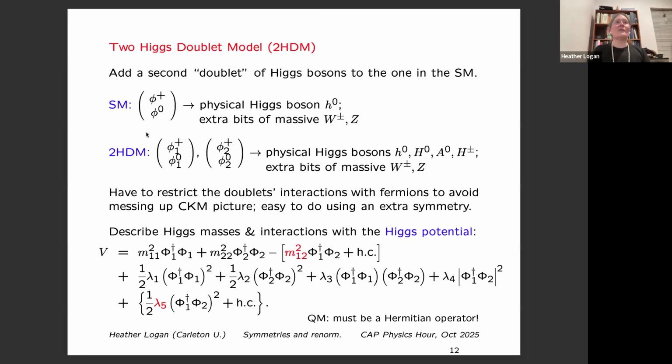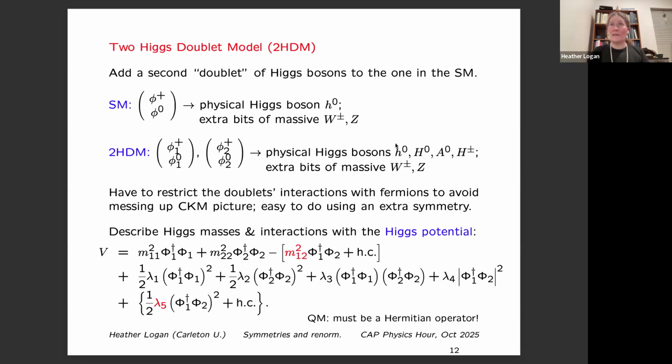So in the standard model, you have the scalar field, which gives you the physical Higgs boson, which was discovered at the Large Hadron Collider in 2012. And then there are other degrees of freedom in this, which wind up giving the extra bits that make the W and Z boson massive through electroweak symmetry breaking. The two Higgs doublet model, you just take this and copy paste and make a second one. And the extra degrees of freedom you get from doing this show up as extra physical Higgs bosons.